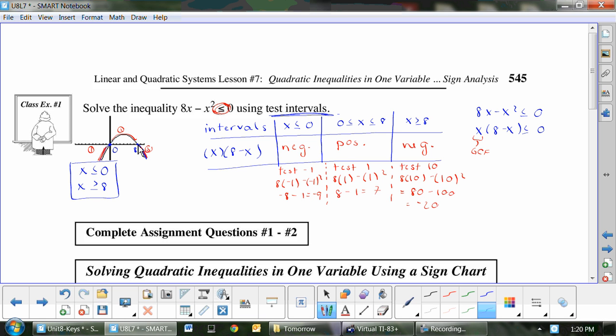So then you just have to show, okay, that solution is when x is less than or equal to 0, or x is greater than or equal to 8. Okay, and that matches with what we have there. So everything's good.